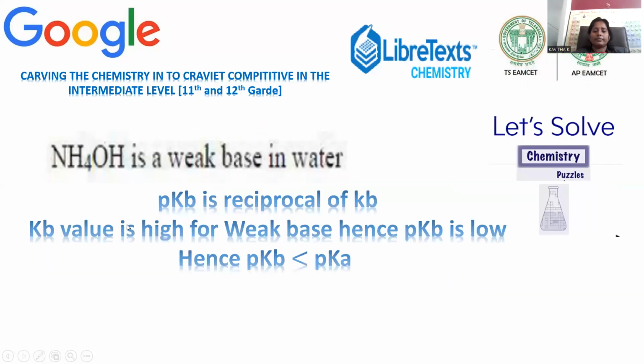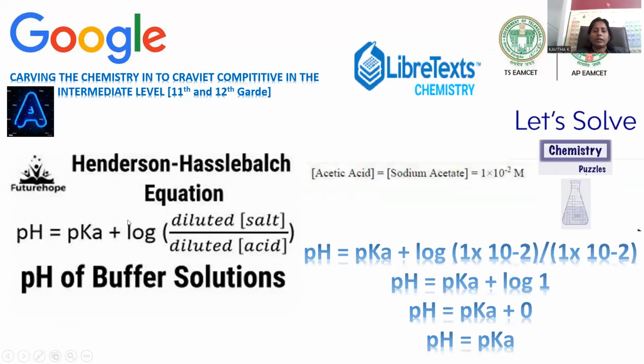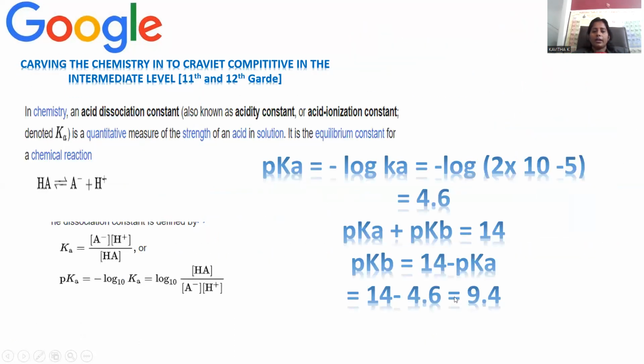Move on to another one. Here, what they are asking for, this one. Ka of HX is 2 into 10 to the power minus 5 in water. Ka value is given as 2 into 10 to the power minus 5. Okay. So if that is the case, let's put in the equation for the pKa value. First of all, we have to know what Ka is. Ka is called the dissociation constant. A for acid, K for dissociation constant. So Ka is the acid dissociation constant.